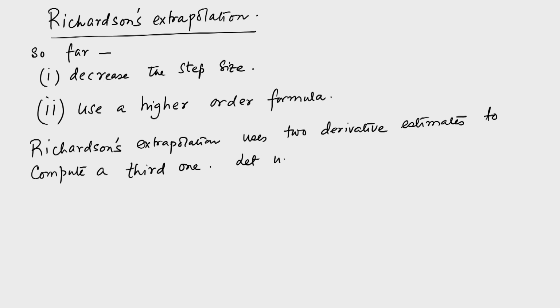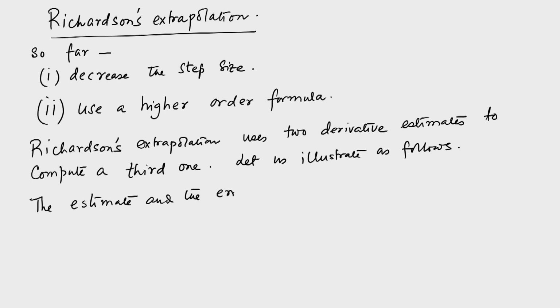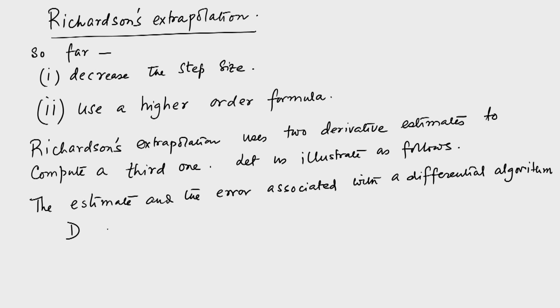So, let us illustrate as follows. Basically, the estimate and the error, we are talking about the truncation error and the error that are associated with a differential algorithm, d, that is the differential algorithm or the derivative that we are trying to compute.